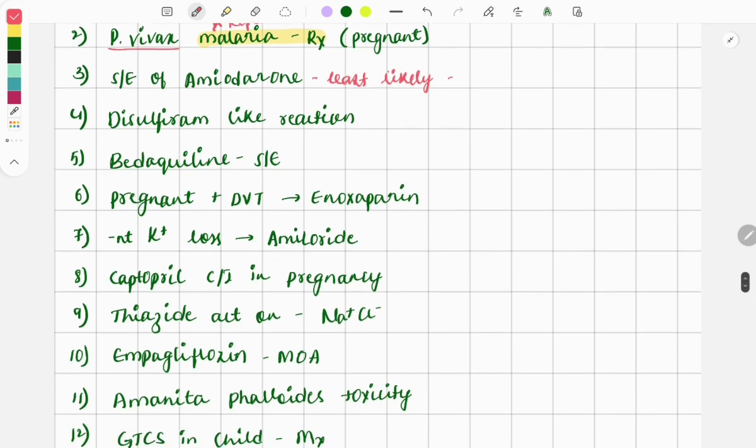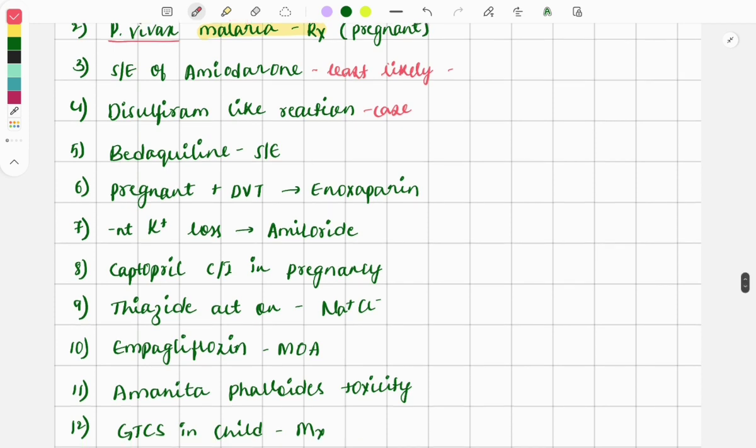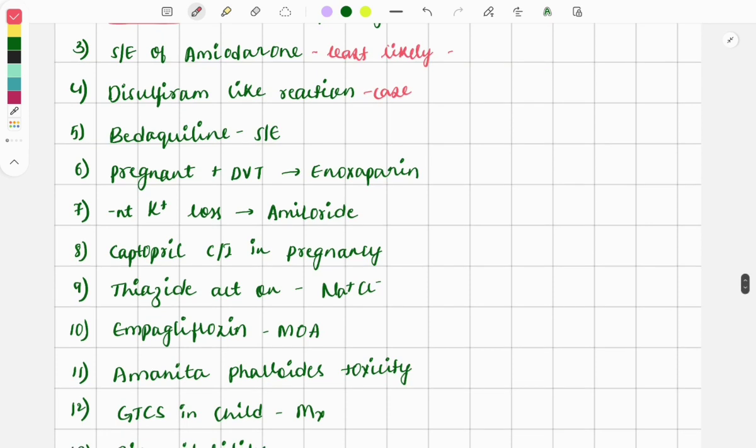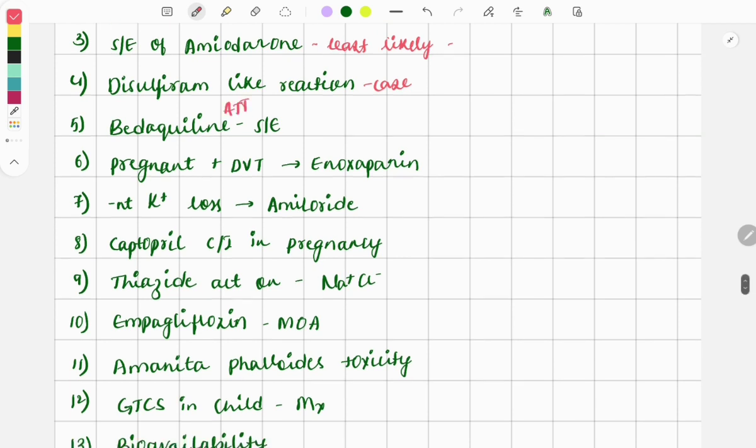Then disulfiram like reaction. There was a case describing an alcoholic who took some other drug, and they asked which kind of reaction it is. So this was disulfiram like reaction. Then next question was asked on the bedaquiline side effect. Bedaquiline is an anti-tubercular drug and it causes QT prolongation. So this was asked on ECG, what changes you can see if a person is taking bedaquiline.